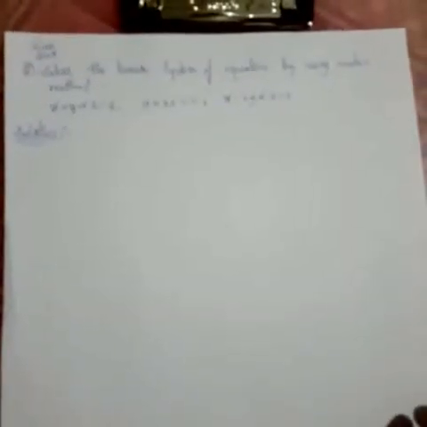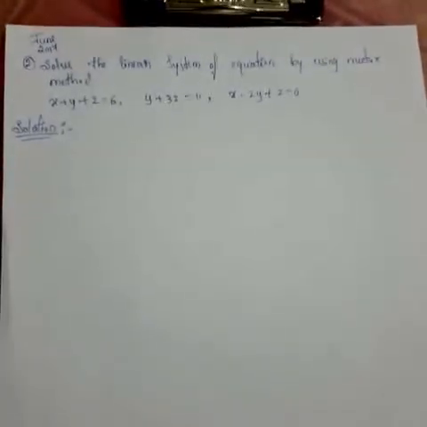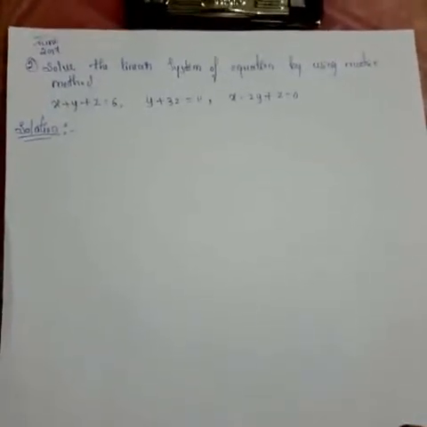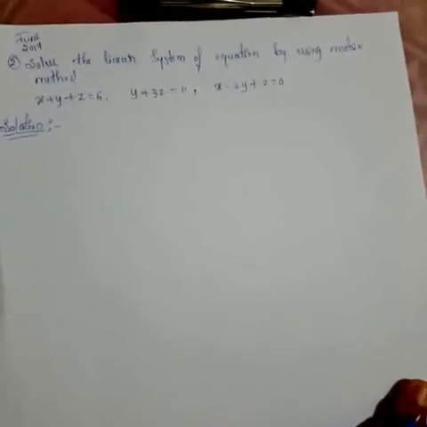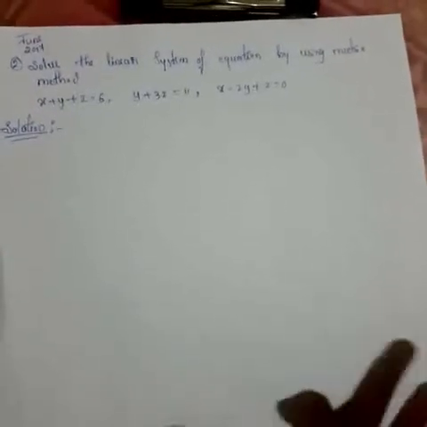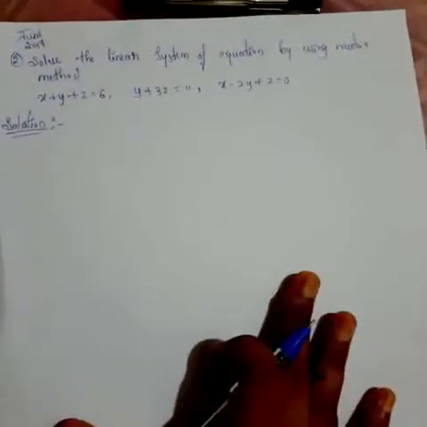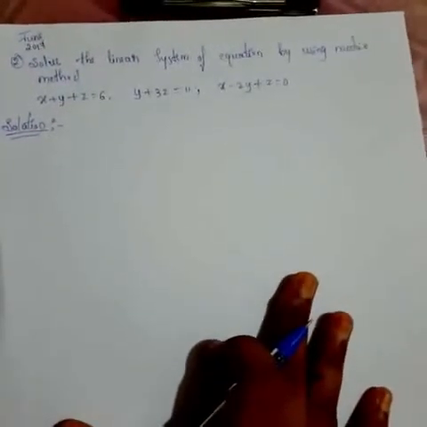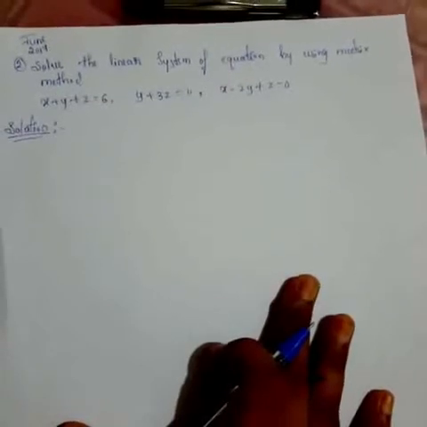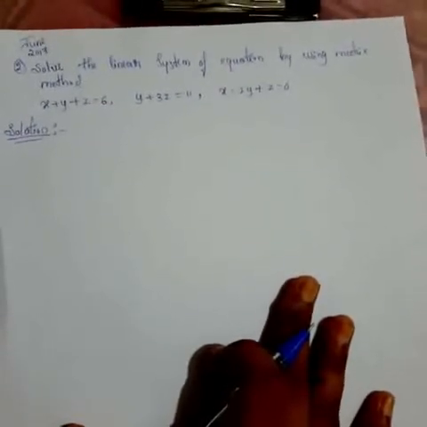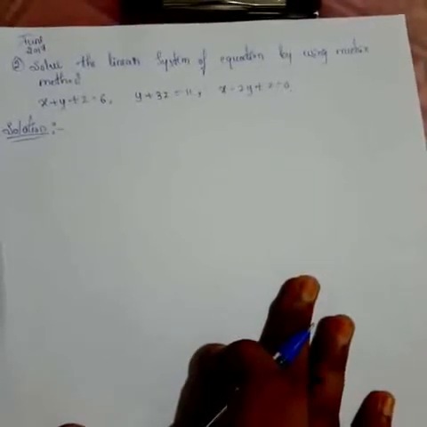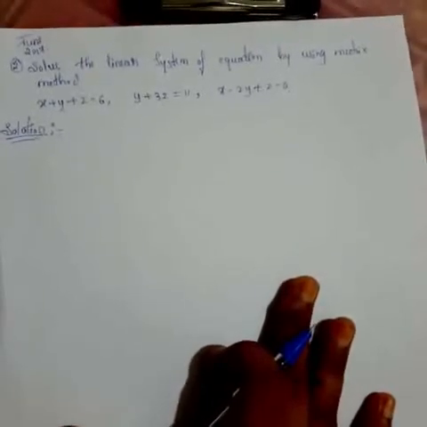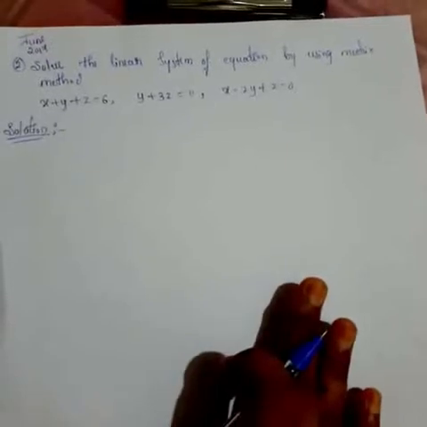Hello students, let us continue with the second question. In your previous video, we discussed 5 marks questions on the topic determinant. In that, the second question is: solve the linear system of equations by using the matrix method. x plus y plus z is equal to 6, y plus 3z is equal to 11, x minus 2y plus z is equal to 0.